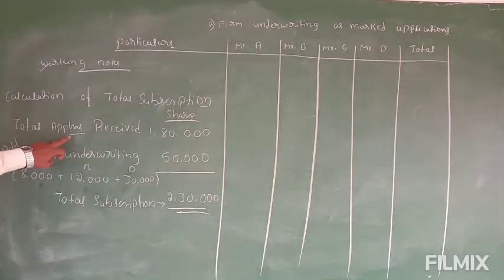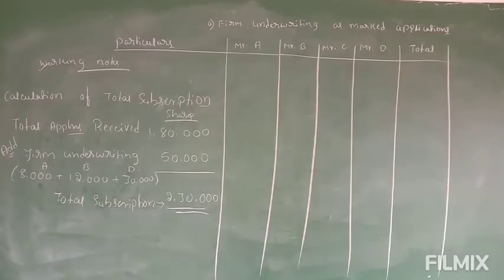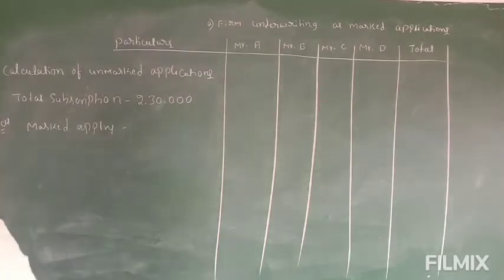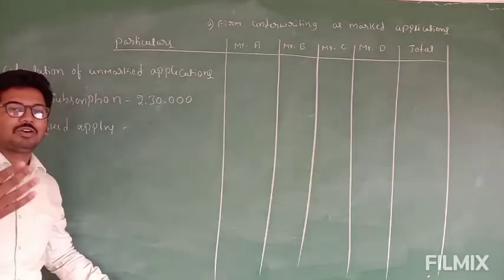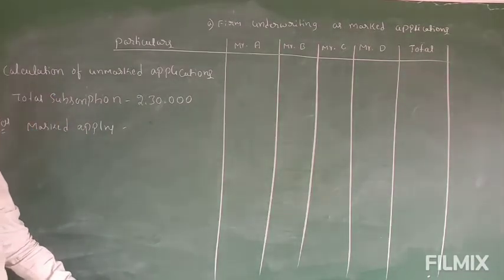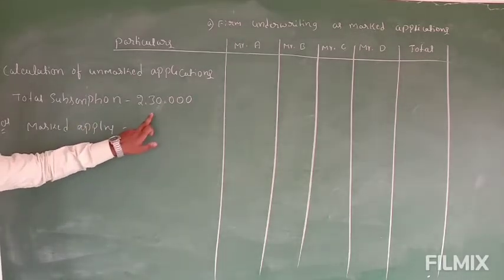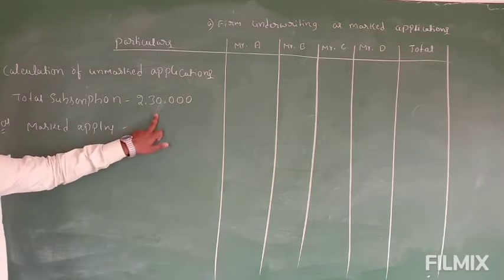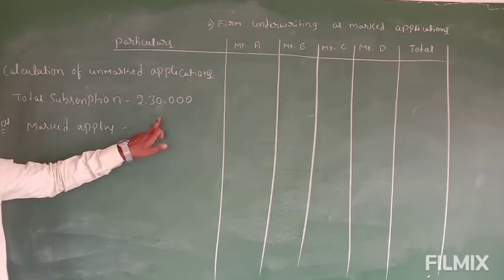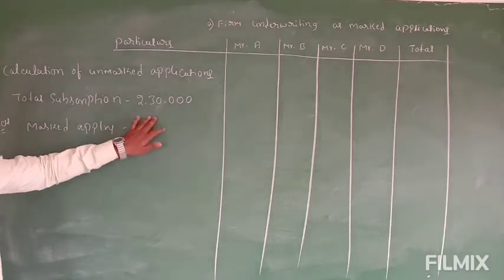This is the first requirement in any condition: if the applications received exclude firm underwriting, we add firm underwriting and get the total subscription, which is working note 1. Now working note 2, calculation of unmarked applications. We have the total subscription, and now we identify unmarked applications by the usual formula: total subscription less marked applications. The total subscription consists of marked plus unmarked plus firm underwriting.